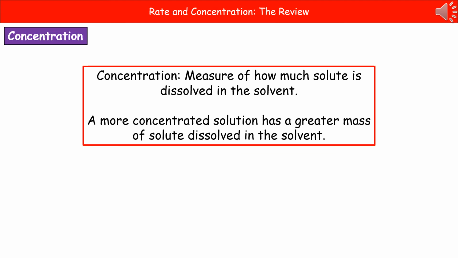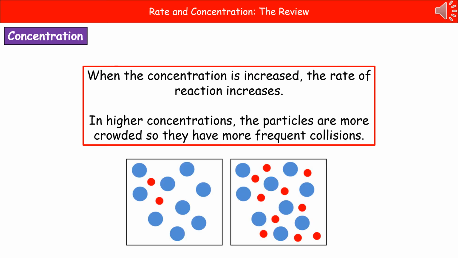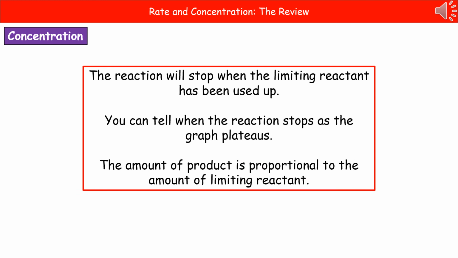Second factor to consider is concentration. When we're talking about the concentration, it's a measure of how much solute is dissolved in the solvent. And a more concentrated solution has a greater mass of solute dissolved in the same volume of solvent. When we increase the concentration, the rate of reaction also increases. And the reason for that is that in higher concentrations, the particles are more crowded, so they have more frequent collisions. What we do find though is that the reaction will stop when the limiting reactant has been used up.